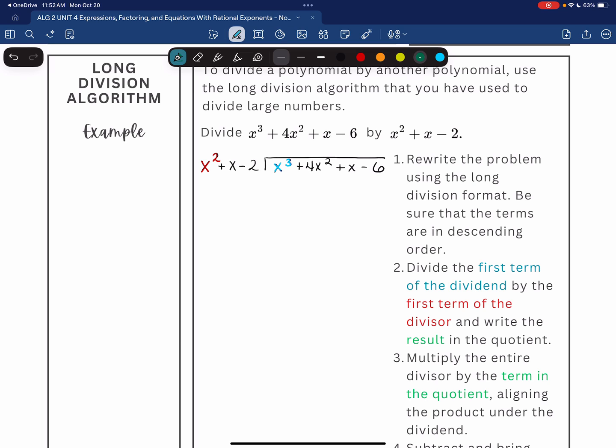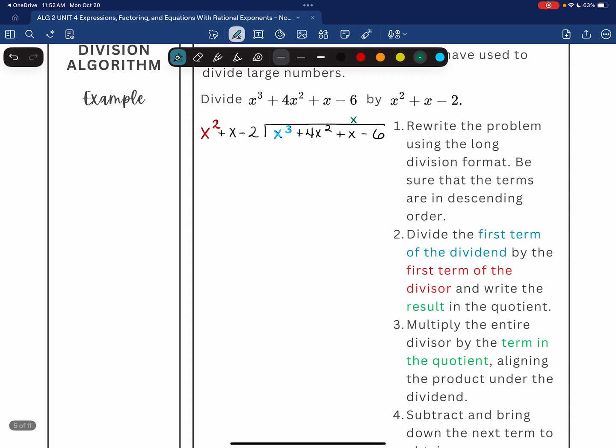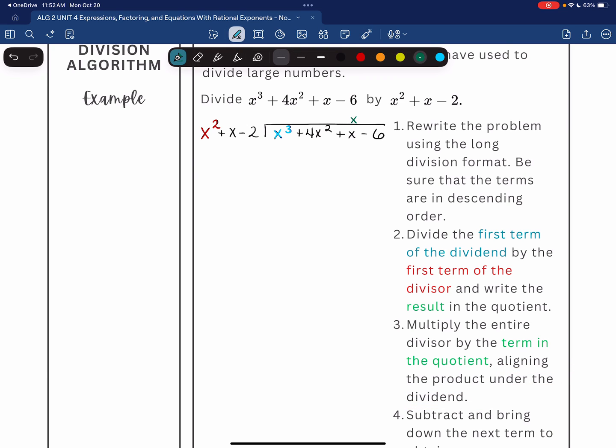And we're going to go ahead and write that. Now we want to write it above the term with that same degree or with that same power. So I'm going to put it above my linear term because I'm just multiplying by x. Now, that is the end of step number 2. We're then going to multiply the entire divisor, which is everything outside here, by our term in the quotient, aligning the products under our dividend. So let's go ahead and do that multiplication.